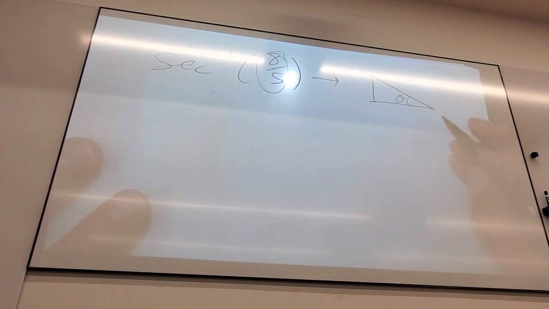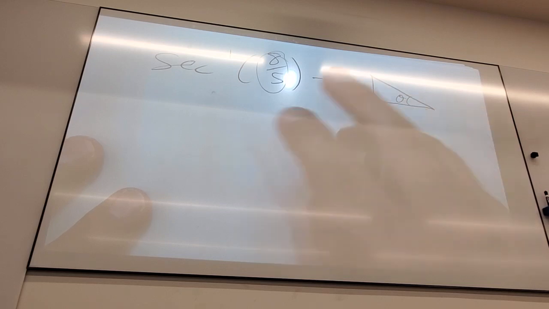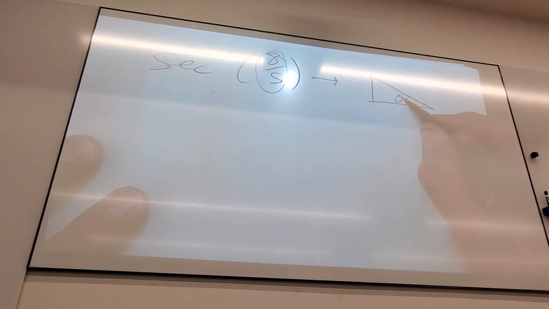5 would be hypotenuse. No, wait, 8. It's secant, so it's 1 over cosine. So hypotenuse is going to be 8. Bottom is 5. The x side is going to be 5.